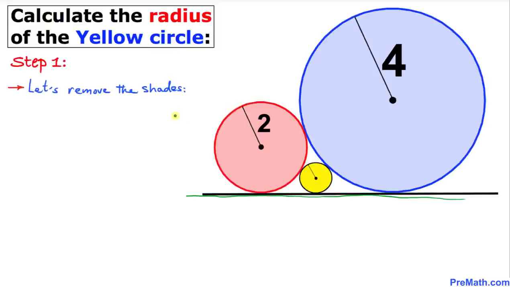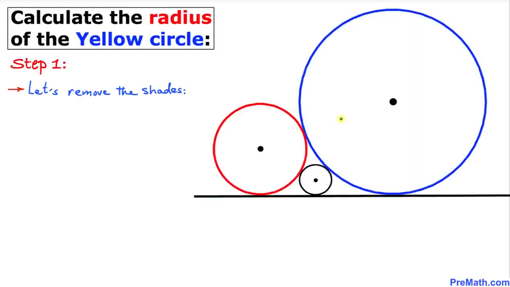So let's go ahead and get started with our solution. And here's the very first step. Let's go ahead and remove the shades to make things simple. And here are our circles without shades. And now we are going to label the centers. I'm going to call the center of this biggest circle M, this medium circle N, and this smallest circle P.